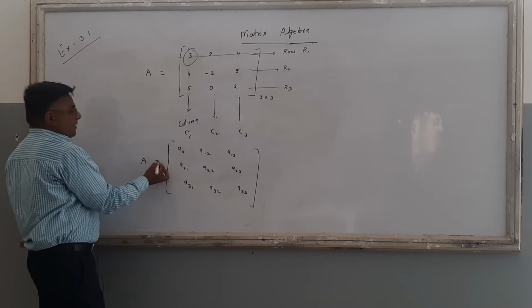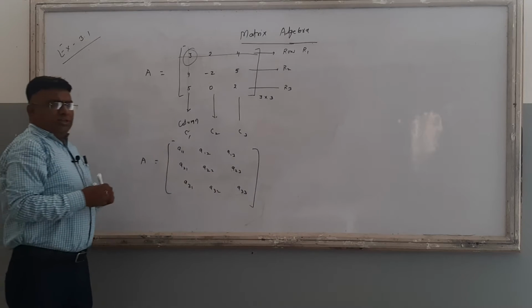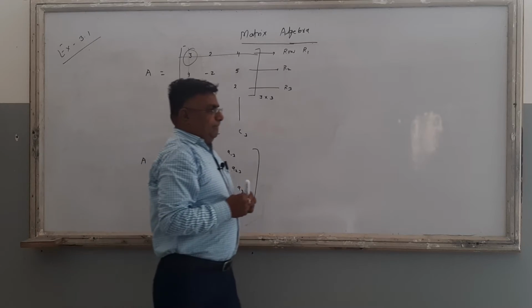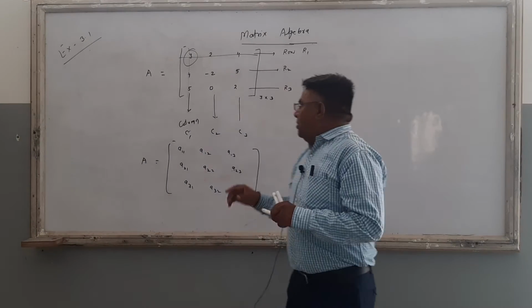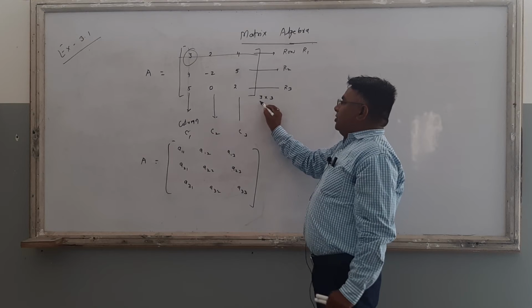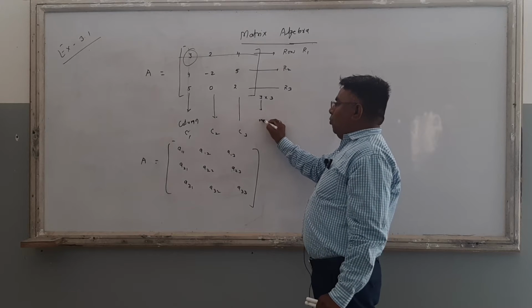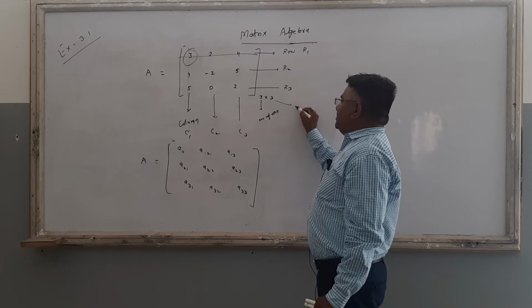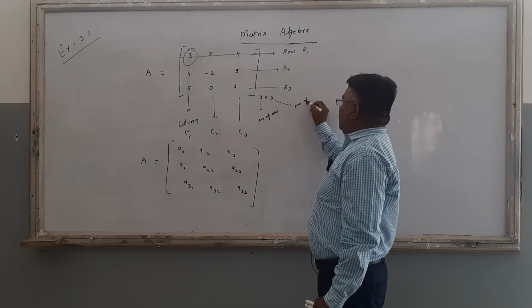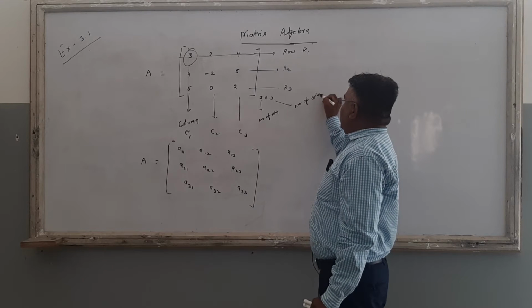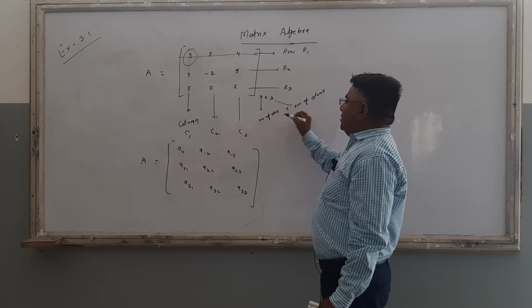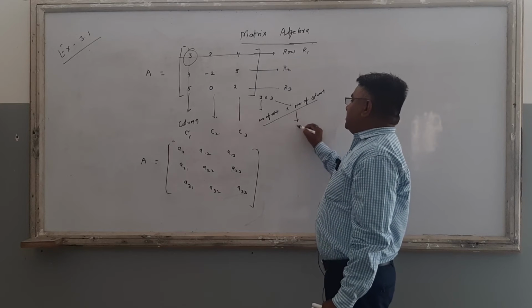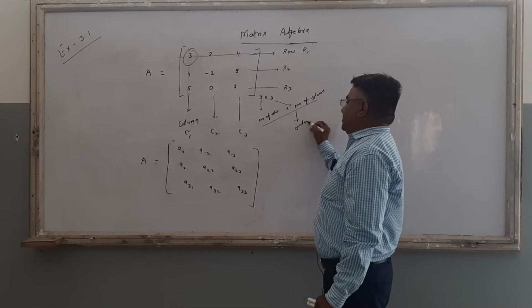This is a matrix. Now the different types of matrix. The order of this matrix is 3 into 3. This is the number of rows, and this is the number of columns. Number of rows into number of columns is the order of the matrix.